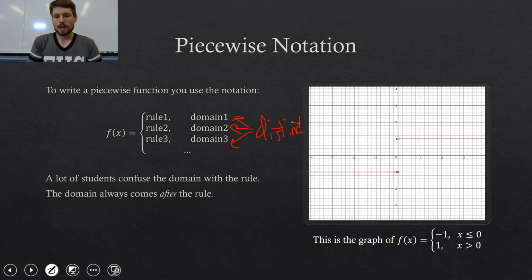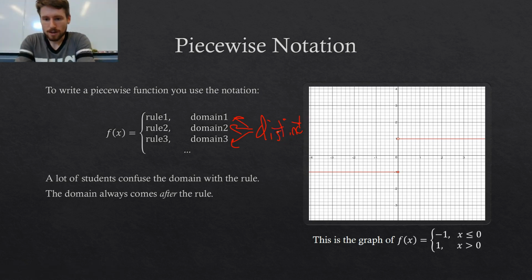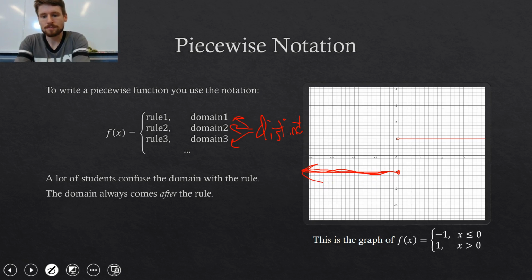This would be a piecewise function. And if we take a look, it's broken into two pieces, right? We've got a graph, we've got a function, so 0, 1, and we're 1 for all of our inputs that are negative.